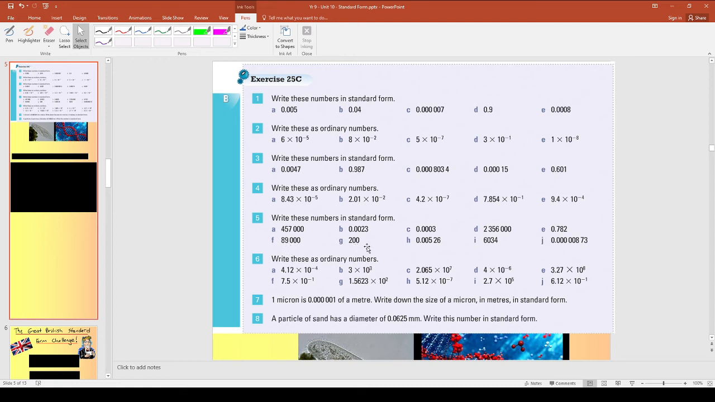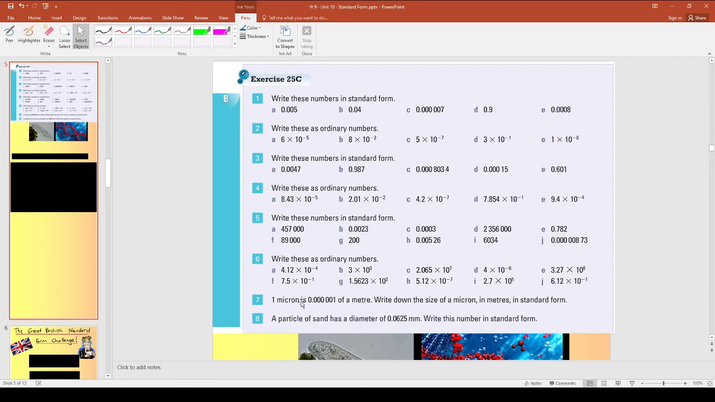2 times 10 to the 2. 5.26 times 10 to the minus 3. 6.034 times 10 to the 3. And 8.73 times 10 to the minus 6. Whew, exhausting. Here we go, right?